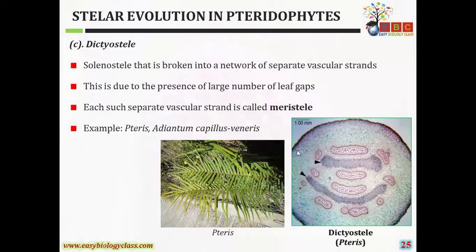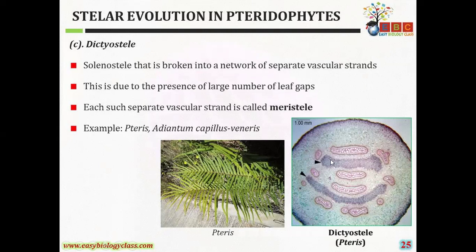Next, the dictyostelic condition. The best example is Pteris. This is the condition where the solenostele is broken into separate vascular bundles. You can see here, this is one vascular bundle, another one, this. All the vascular bundles are observed in the form of a broken network. And this separation of the vascular bundles is due to the presence of leaf gaps.